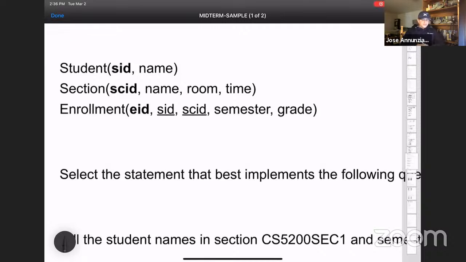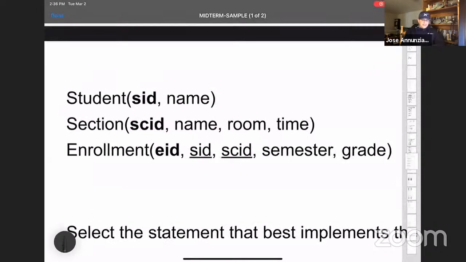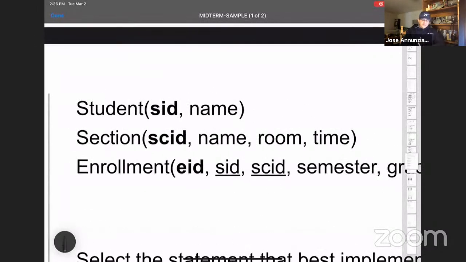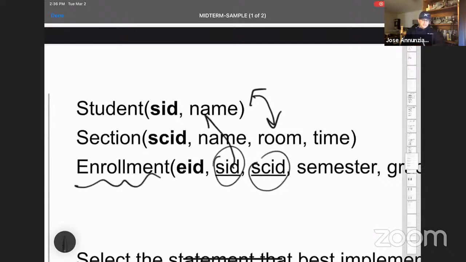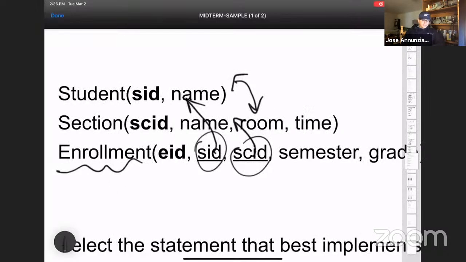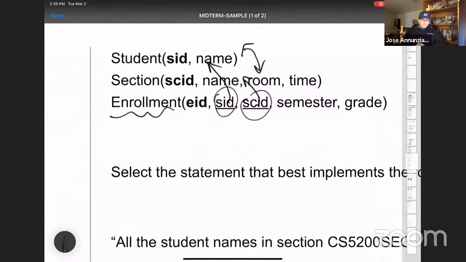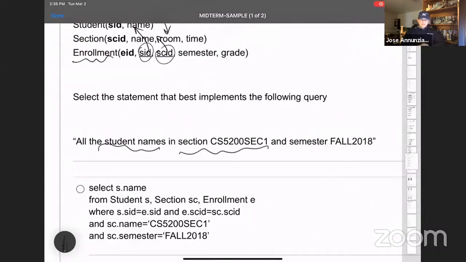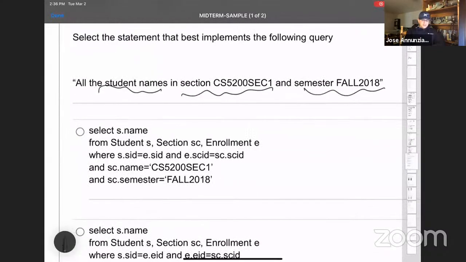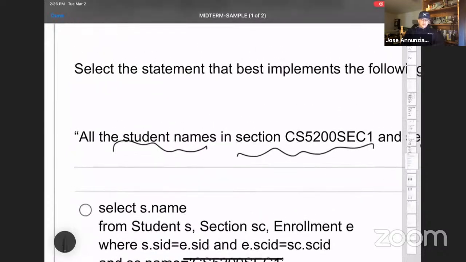We have the student table, section table, and enrollment. Notice that there's no relationship between the two. The only way to communicate between these two is through the enrollment, because the enrollment has foreign keys to both the student and the section. So there's a mapping table of enrollment that maps these two. The question is, we want all the student names, that section, and the semester fall. Very similar to the previous example. So we need to be able to join all three tables.